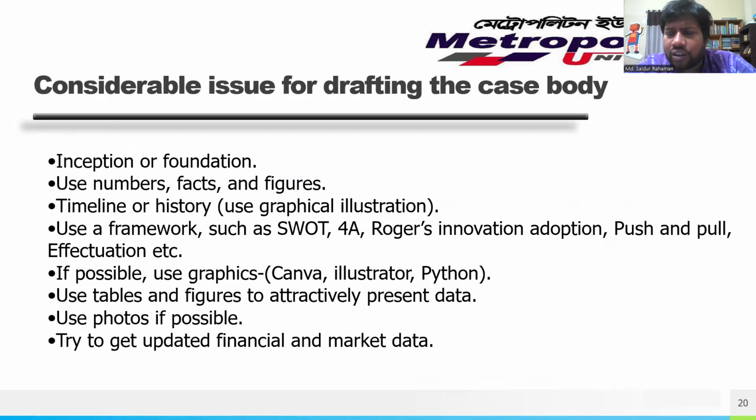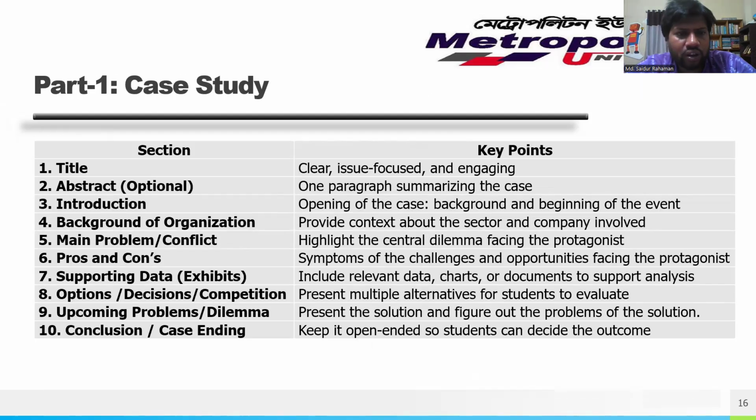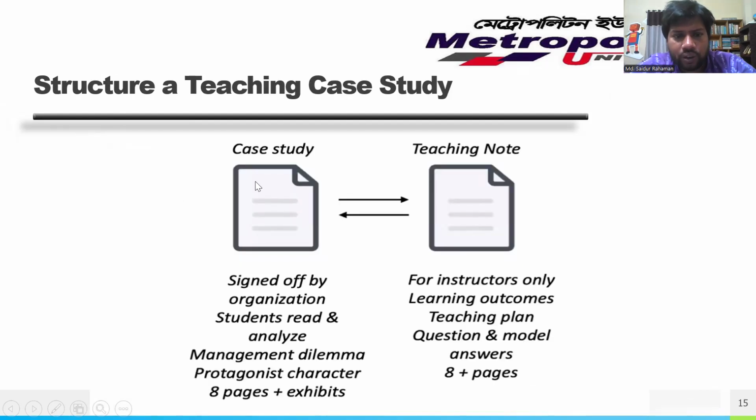So maybe these are the basics of drafting the case body and case structure. These are the overall, big-picture parts of the case study. This is the first part we have already discussed: the document starts by opening with a hook, then the protagonist's problems will be mentioned, the management dilemma will be there, and it is not many pages, 8 pages, with a maximum of 3,000 words for writing the case study.